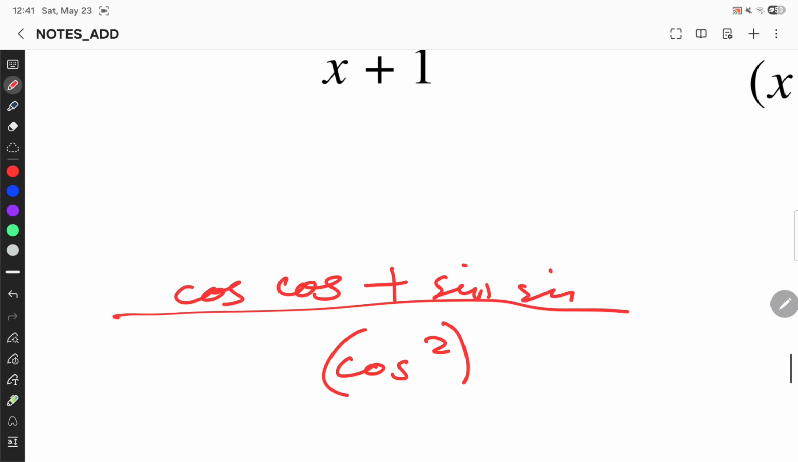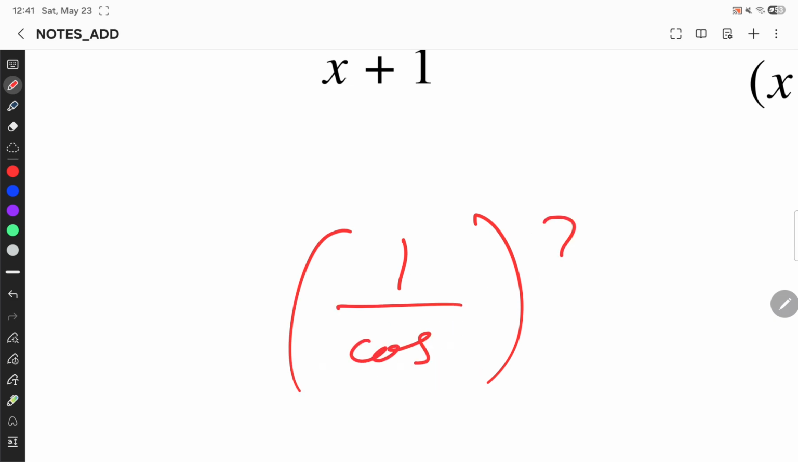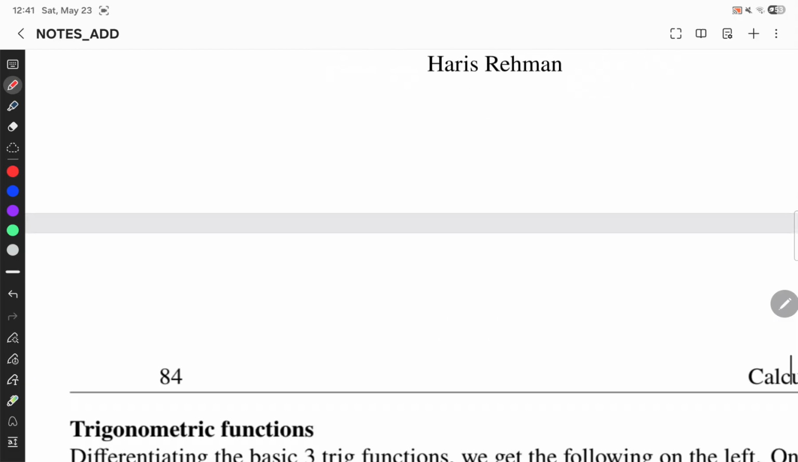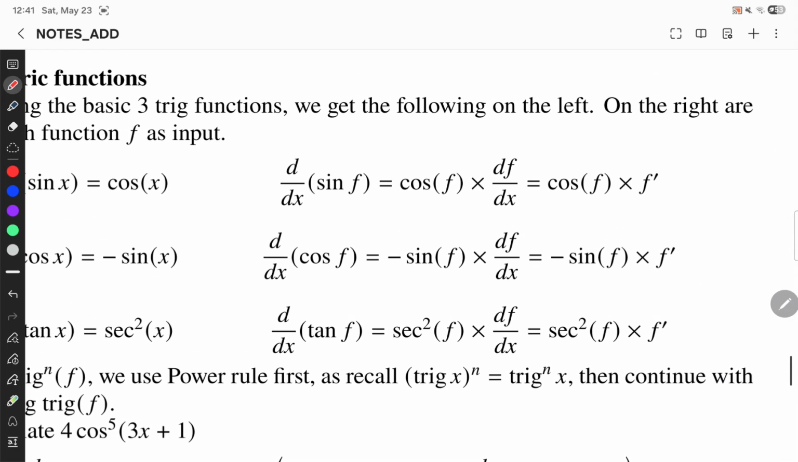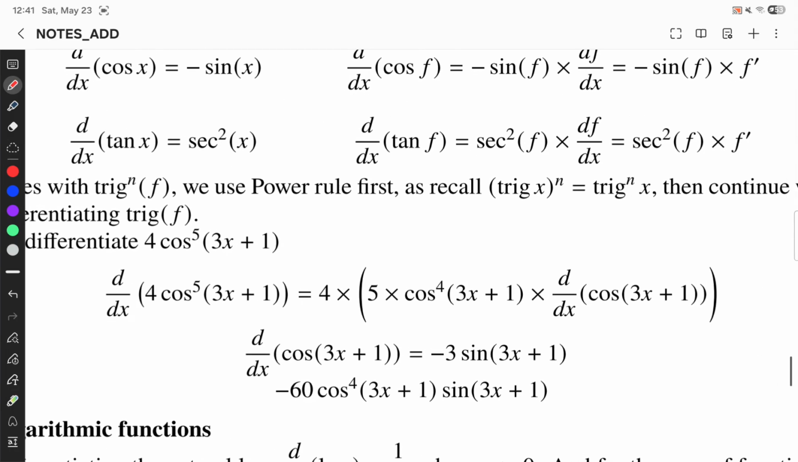What does the top simplify to? 1. Why? Because of identities. Now this is cosine squared. We can use indices to bring the squared outside. So this is 1 over cosine squared. What is 1 over cosine? Secant. So secant squared is our answer for the derivative of tangent. And if we have a function as the input, we will need to multiply by the derivative of the inner input function. Yay. And same with other trig functions.